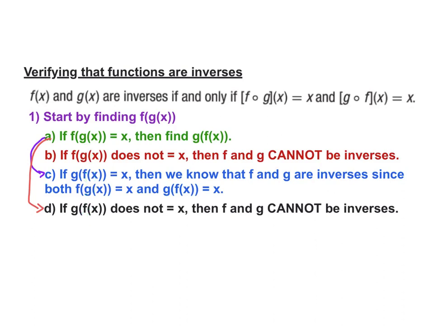D saying A is true, but D is not true. So g of f of x doesn't equal x. So again, the idea being, they both have to equal x to be inverses. If one of them does not equal x, then there can't be inverses.